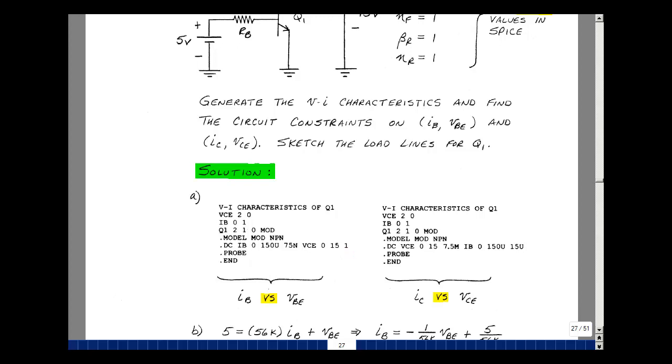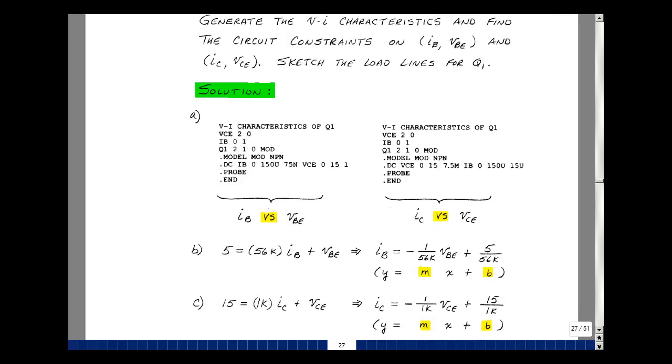What are the load lines going to be? Well, I need to write an equation around this loop. The rise in voltage is 5, the drop is 56K, which is the value of R sub B, plus the base emitter voltage. And that's this equation over here. So I can solve for I sub B as a function of VBE. Bring this on the other side of the equation, so I get a minus VBE, divide by 56K, and then divide the 5 by 56K. I have the equation of a straight line, where I'm plotting this on the y-axis and this on the x-axis.